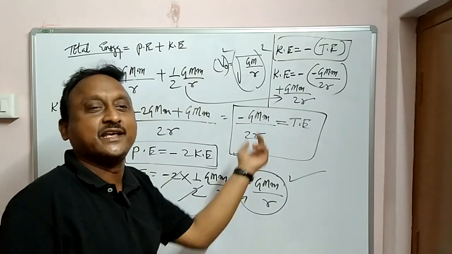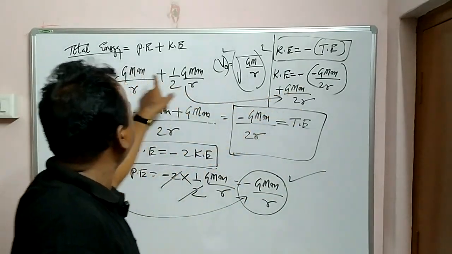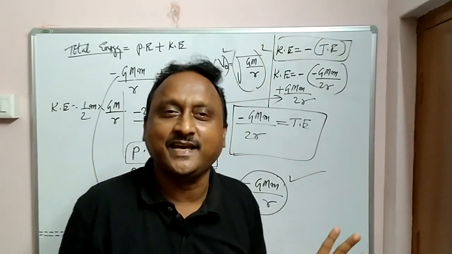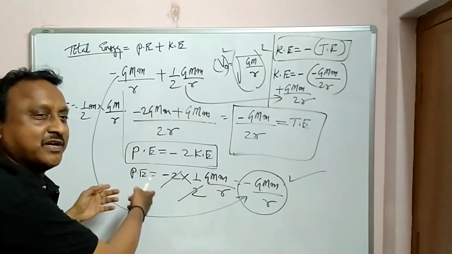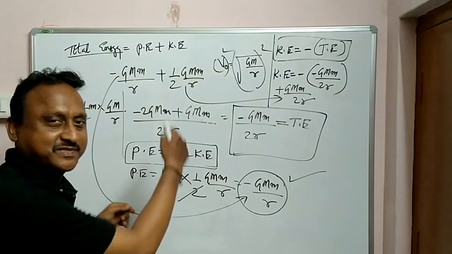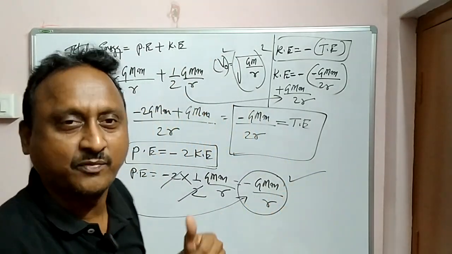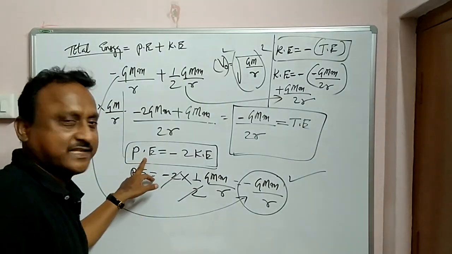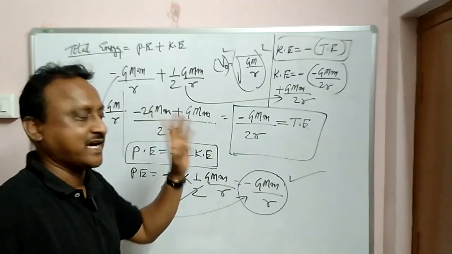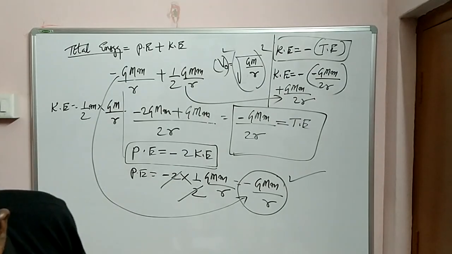What is the link between total energy and kinetic energy? Kinetic energy is equal to minus of total energy, so it comes as plus GMm/2r. What is the link between potential energy and kinetic energy of the satellite? Potential energy is equal to minus 2 times kinetic energy, because potential energy can be negative, as I said before in the work power energy chapter. So gravitational potential is minus 2 times kinetic energy. These formulas are very important. Please try to remember them.